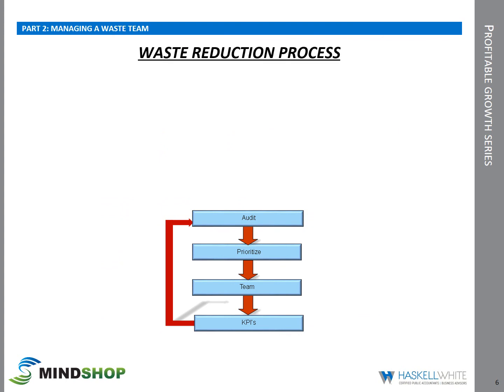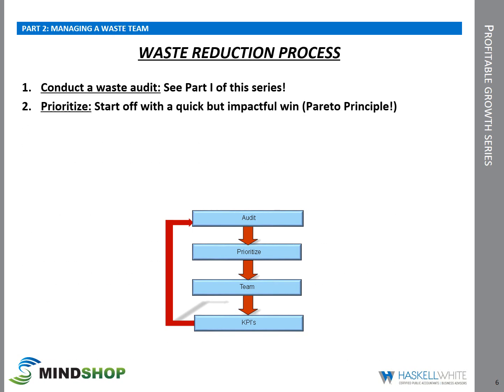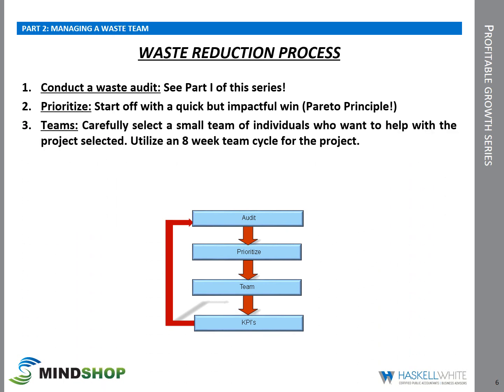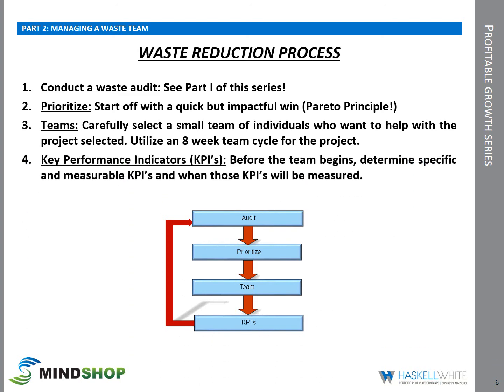We also showed you last time a process for managing the team, and the first step was how to conduct a waste audit. Then we prioritize where we use the waste audit tool and the Pareto principle. We talked a little bit about teams and the 8-week team cycle. Then we talked about measuring performance and having some specific measurable KPIs to measure performance. What we didn't talk about last time was the specifics of the project team, so we're going to talk a little bit about that here.